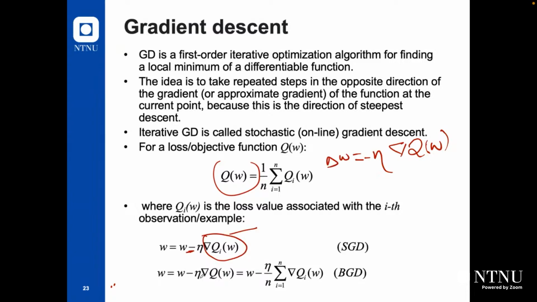For omega, it will be minus eta, which is the learning rate, multiplied by the gradient. And we can do it for each example, or for a batch of examples. It could be done for each single example. In this case, we call it stochastic gradient descent. And you can do it for a number of examples, and in this case, we call it batch gradient.